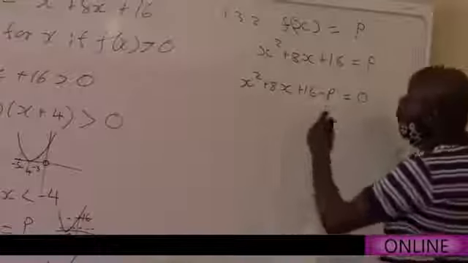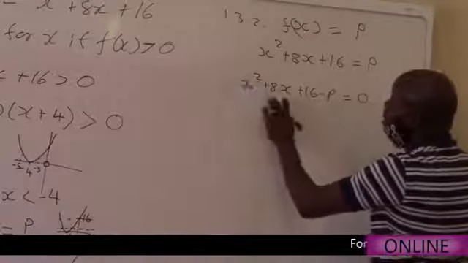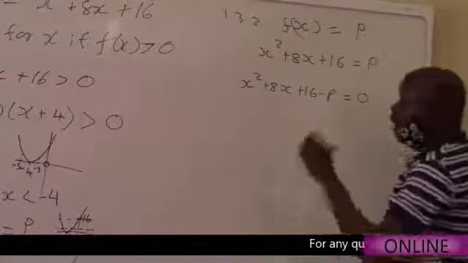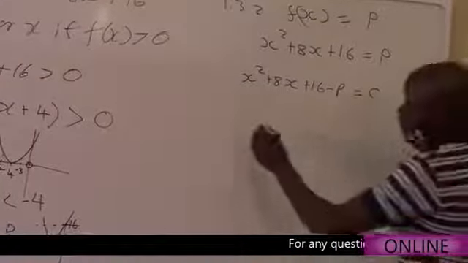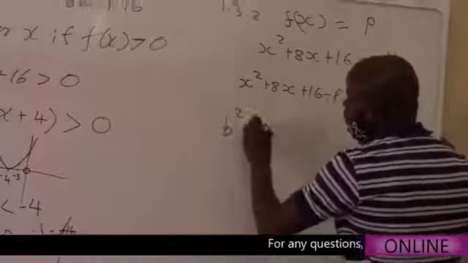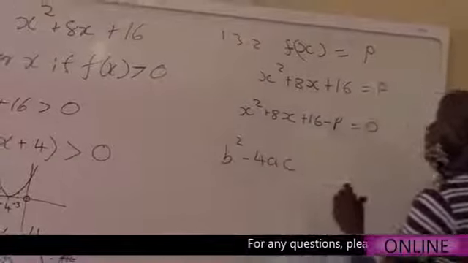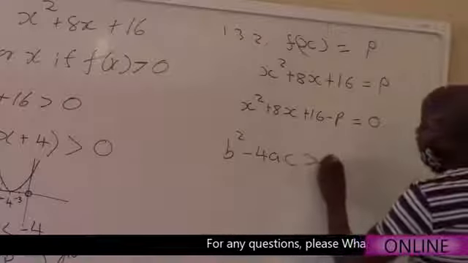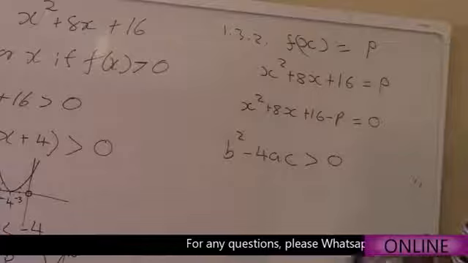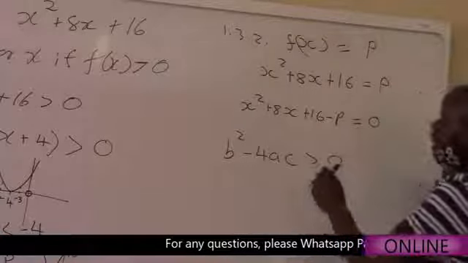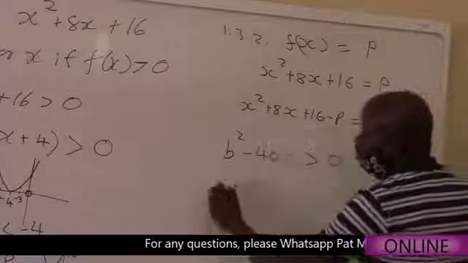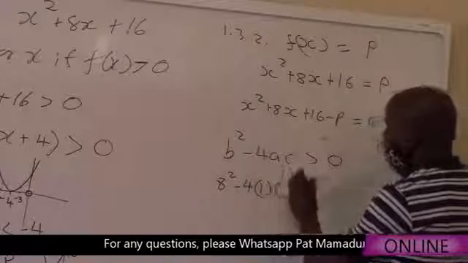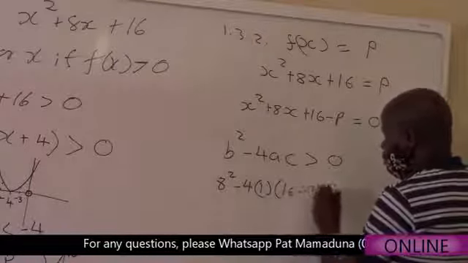So what we can do is, this is A, this is B, and both the 16 and the minus p are our C. So we are using the discriminant, b squared minus 4ac. For unequal roots, we are talking about greater than 0. So what are we doing here? The b is our 8, so it is 8 squared minus 4. Our a is 1, but our c is 16 minus p, greater than 0.